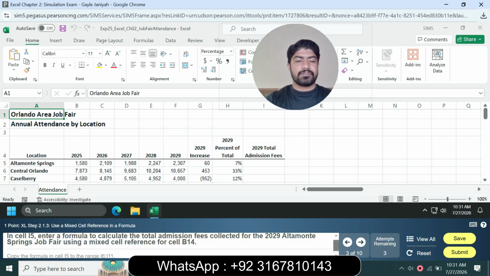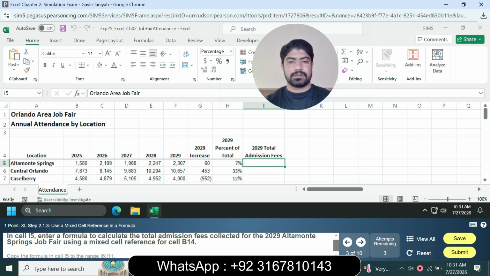In cell I5, enter a formula to calculate the total admission fees collected for the 2029 Alternates Spring Job Fair. Use the mixed reference B14.